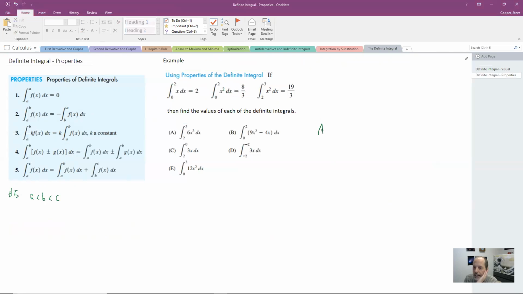Okay, so for a, we do have something that takes us from 2 to 3, and it's 19/3. So we know from this constant rule that the integral from 2 to 3 of 6x squared dx is equal to 6 times the integral from 2 to 3 of x squared dx. And we can just substitute that 19/3 here, so we equal 6 times 19/3. So it equals 38.